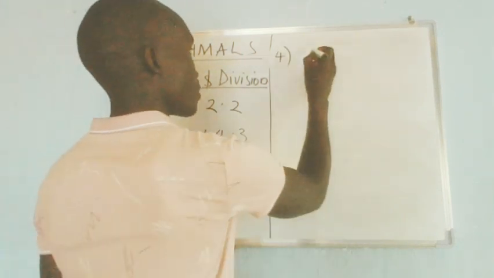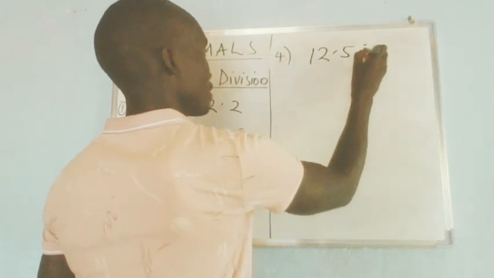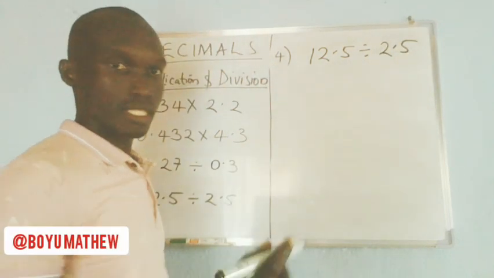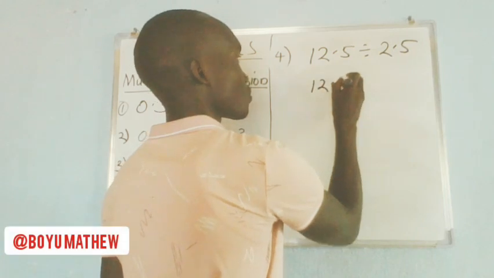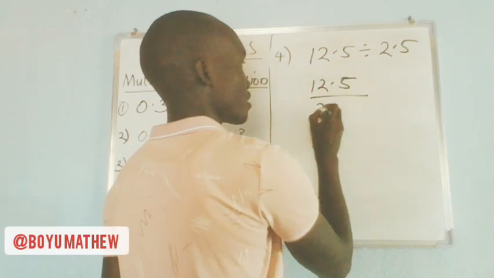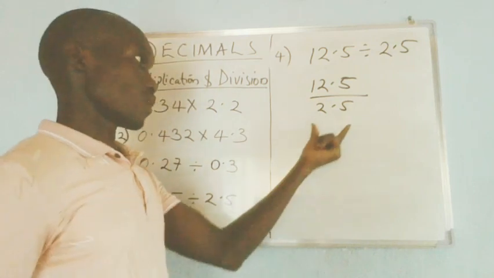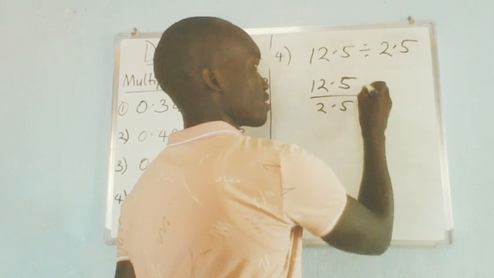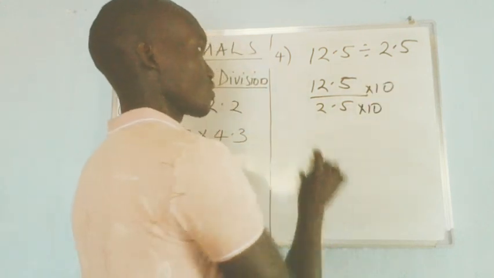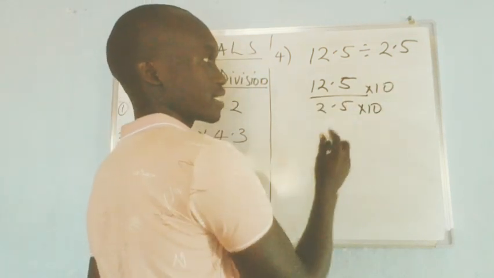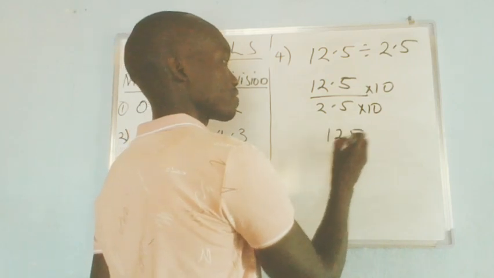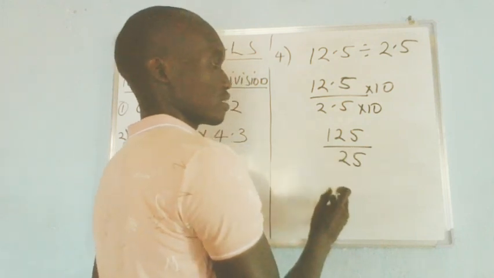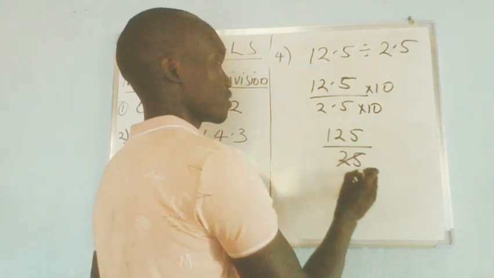Number 4 is 12.5. Divide this number by 2.5. The same way, we can arrange it like this. 12.5, divide this by 2.5. We want to eliminate this 0.5, so we multiply this by 10 down, we multiply by 10 up. So 12.5 multiplied by 10, that will be 125. Divide by 2.5 times 10, that will be 25. And we reduce this number by 5, will be 5.